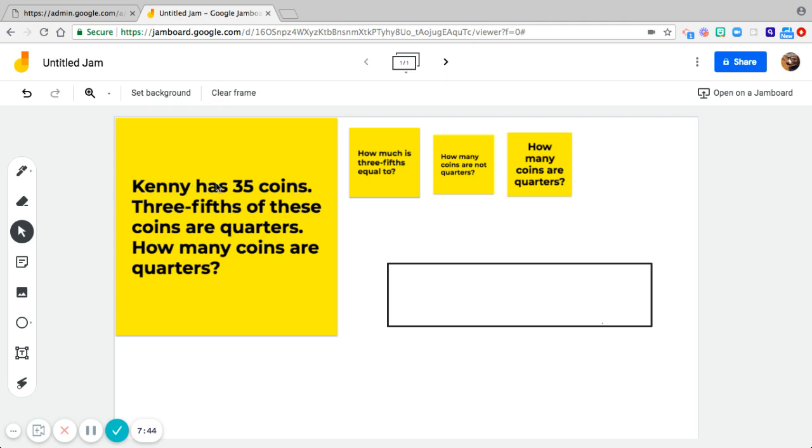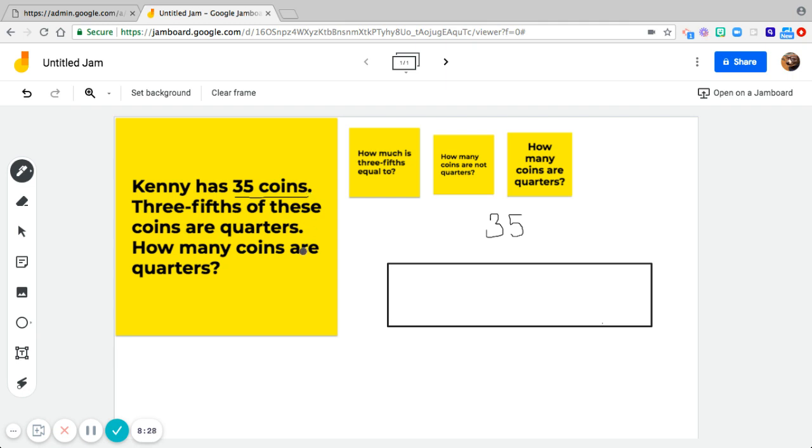We know that Kenny has 35 coins, okay? 3/5 of these coins are quarters. So this tape diagram right here is going to be equal to one whole. This one whole is equal to 35 because there are 35 coins. So I'm just going to write 35 right here so that we know that this rectangular shape is equal to the whole, and that whole is 35, okay? Because that is the amount of coins that we have all together.